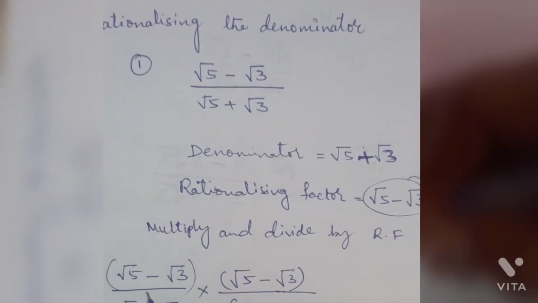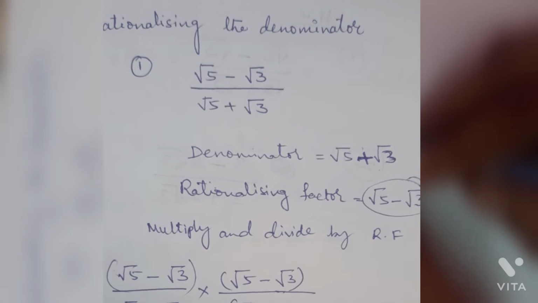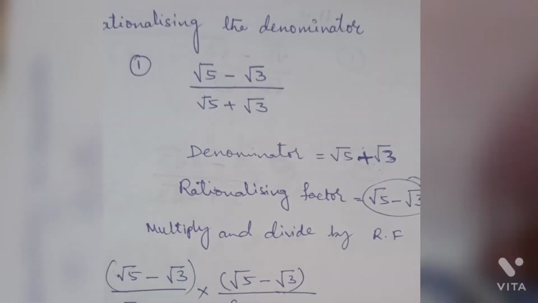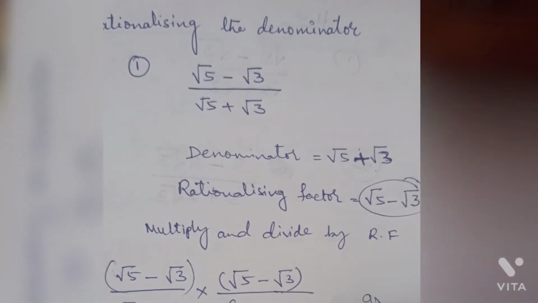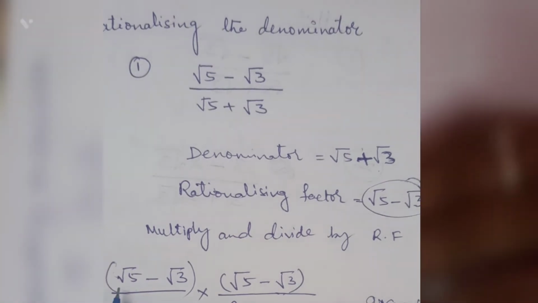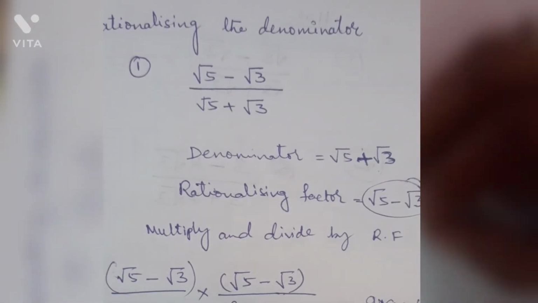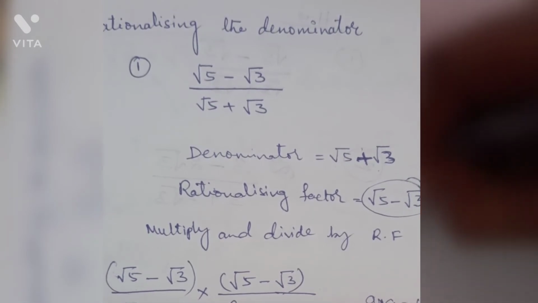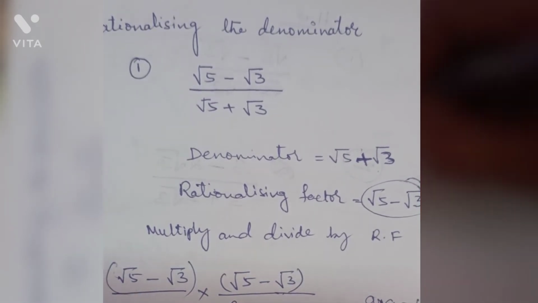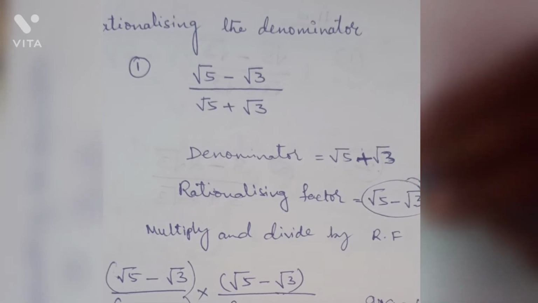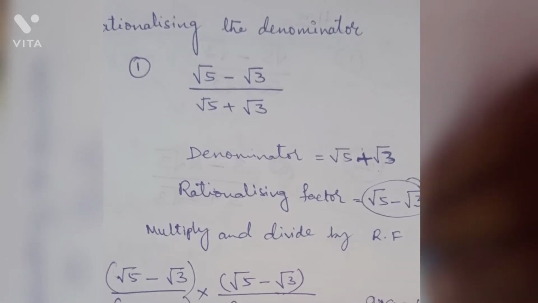See the multiplication, numerator into numerator, denominator into denominator. In the numerator, what is there? Root 5 minus root 3 into again root 5 minus root 3. It is like a into a, which is a square. The same number is there two times, so we can write it as root 5 minus root 3 whole square, divided by root 5 plus root 3 into root 5 minus root 3. Denominator into denominator we have to multiply.